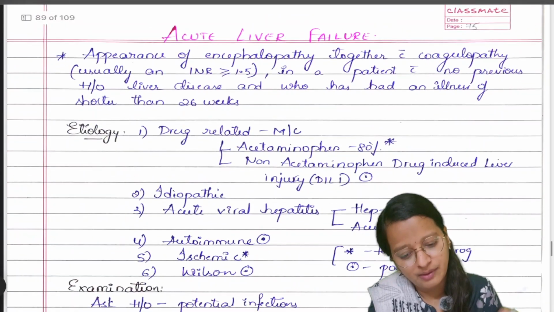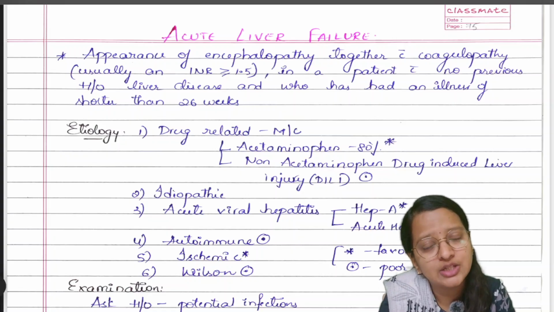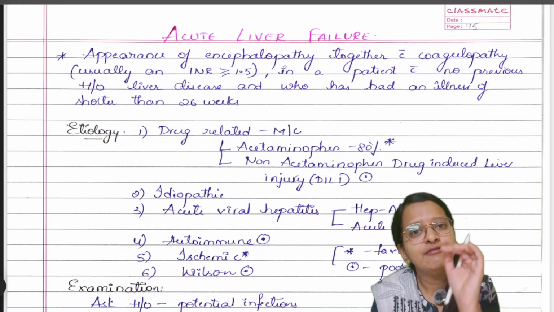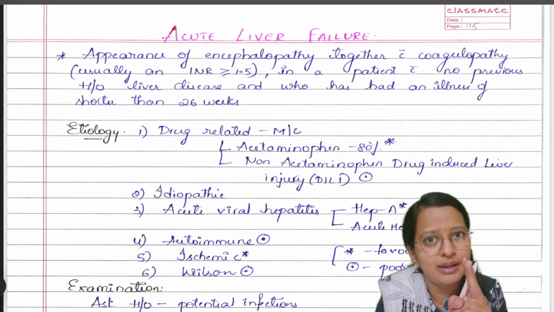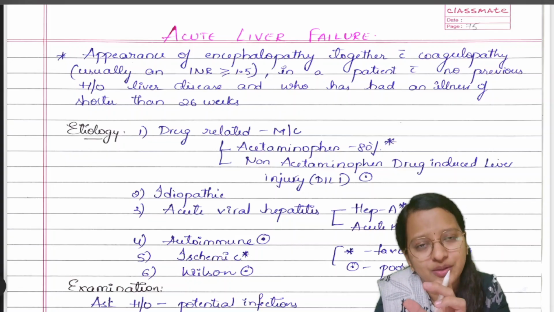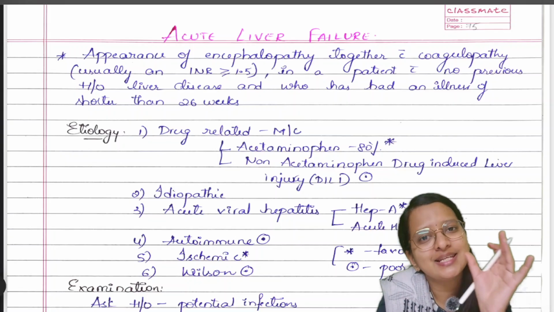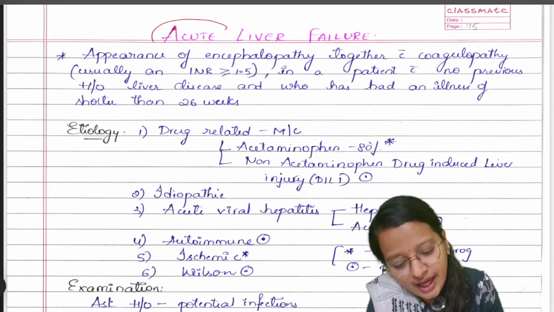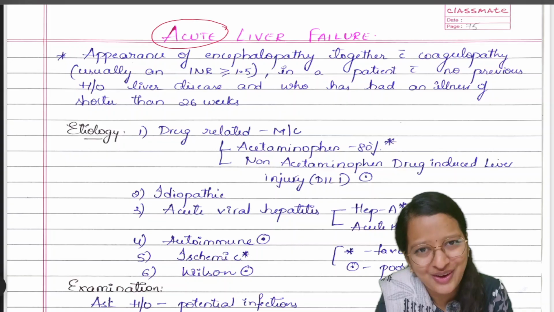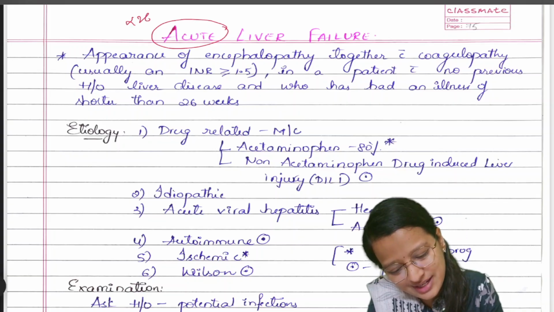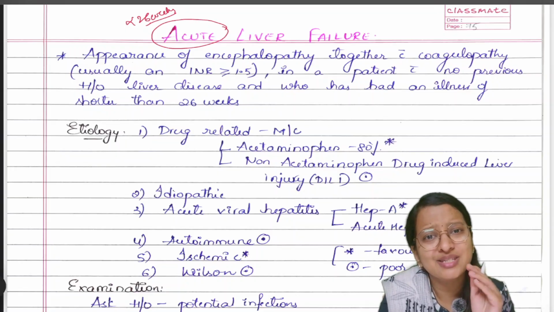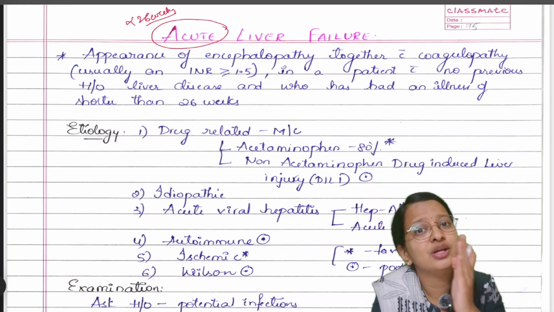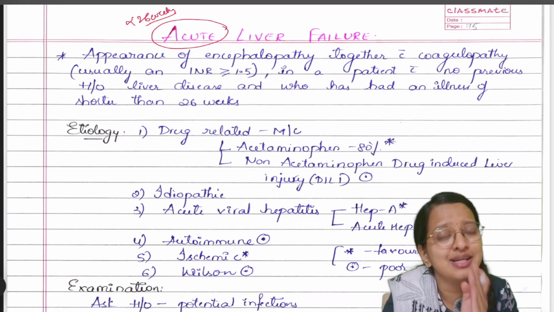So a small word about acute liver failure before going into liver transplantation. If we hear the word acute liver failure, two things should come to mind. One, it is acute. And second is liver failure, right? Acute means it is not chronic, right? So it is less than 26 weeks and no previous liver disease because it is acute. There shouldn't be any previous liver disease and it should be less than 26 weeks.